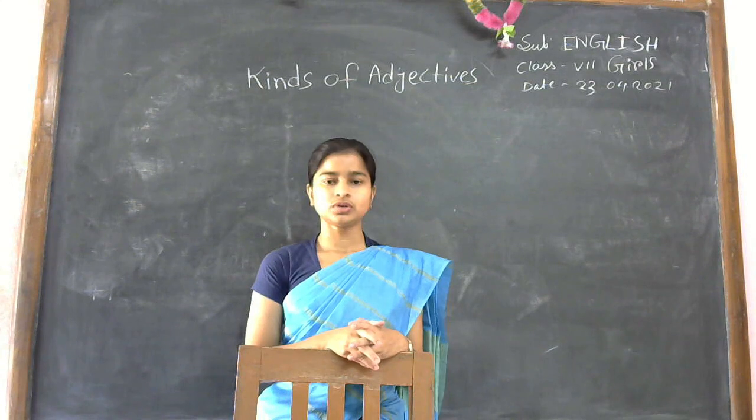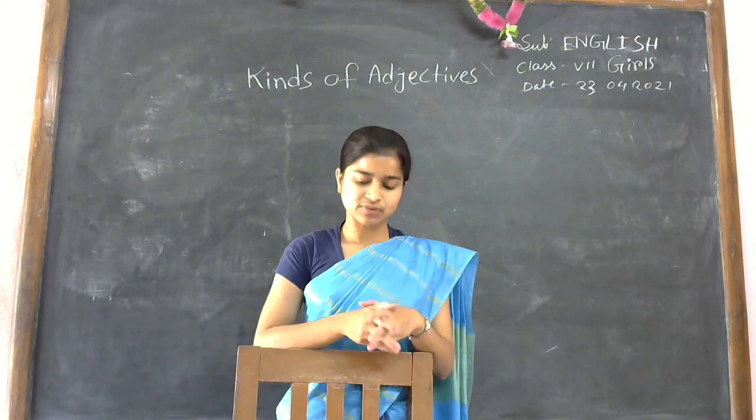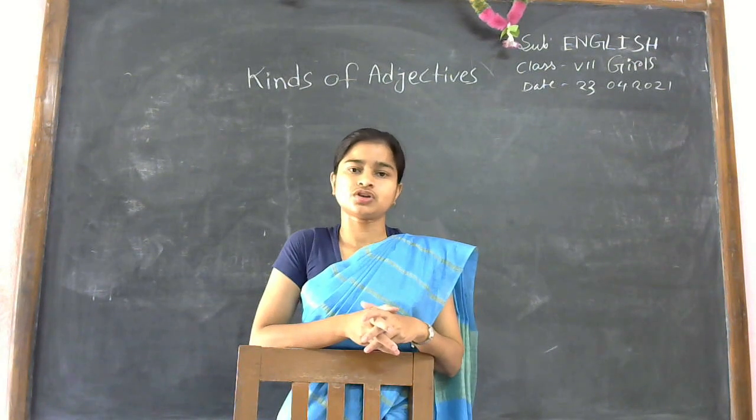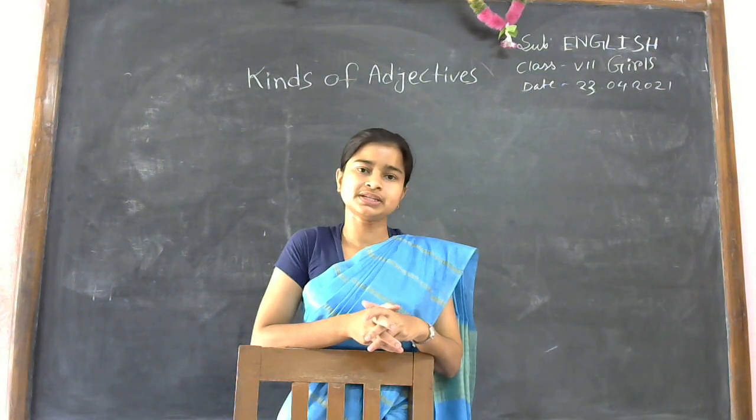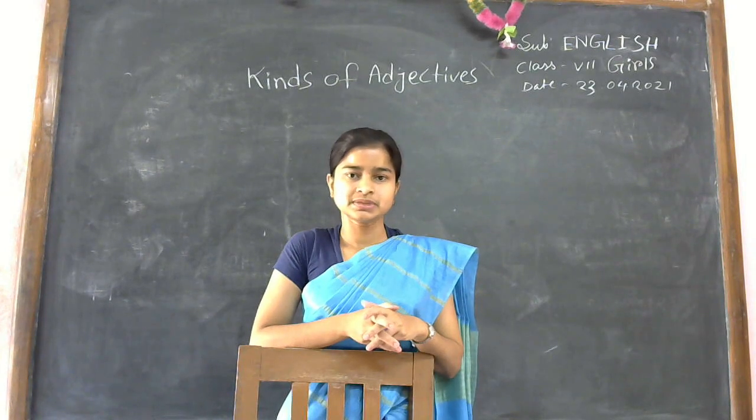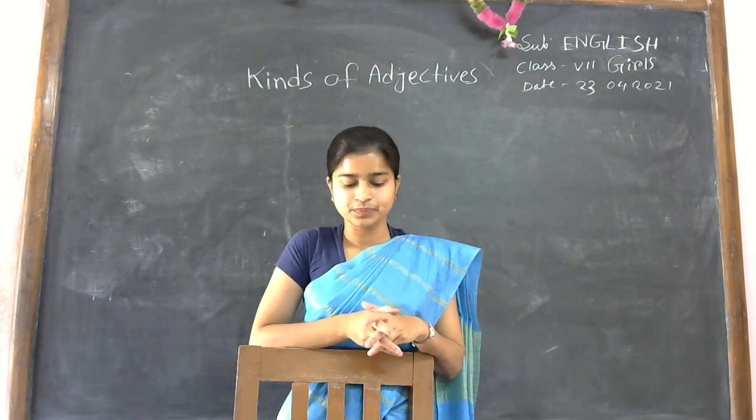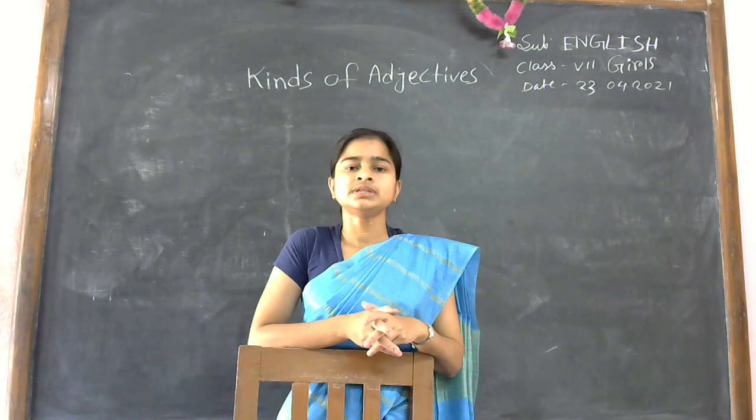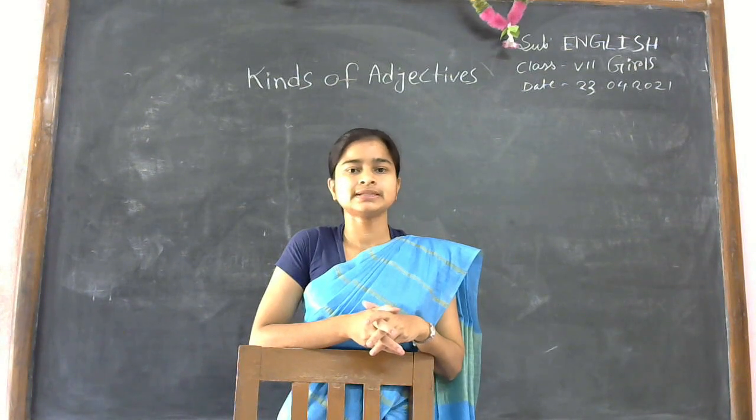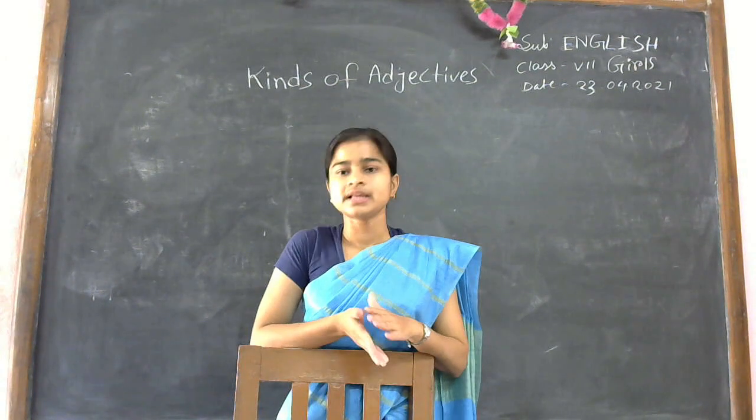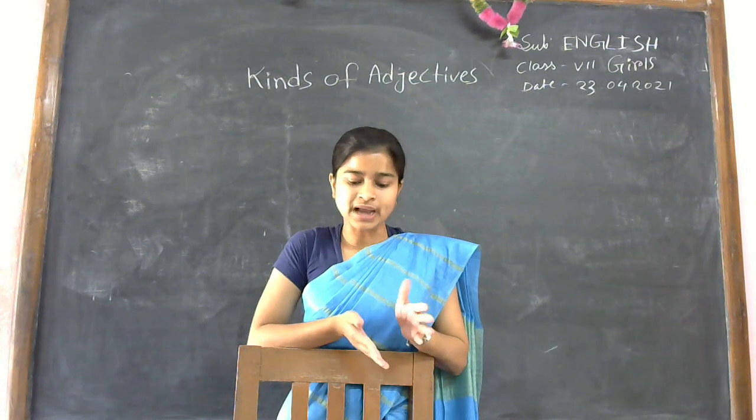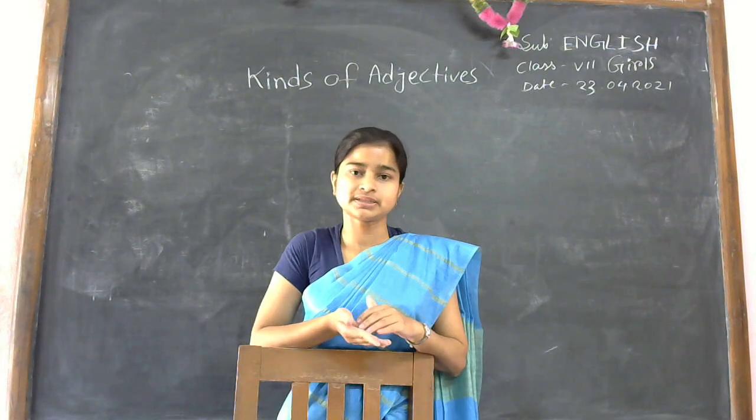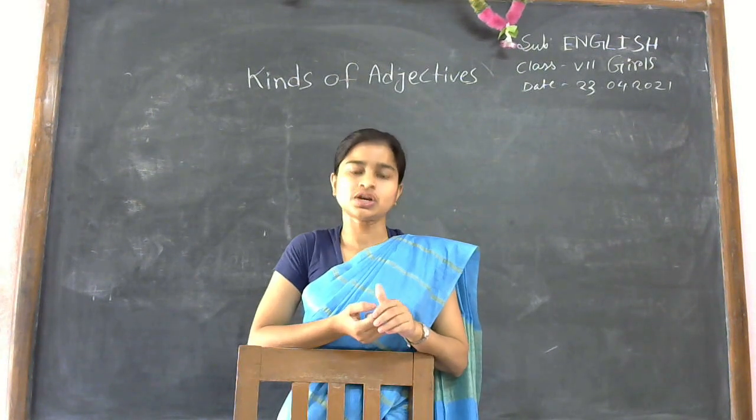Now in our book, on page numbers 24 and 25, there is a detailed study of kinds of adjectives. Today we will read about the kinds of adjectives in detail. Okay. Now at first we have adjectives of quality. Through this very word quality, we can understand that it will describe the kind or quality of some noun. It may describe the quality of a person or of anything.